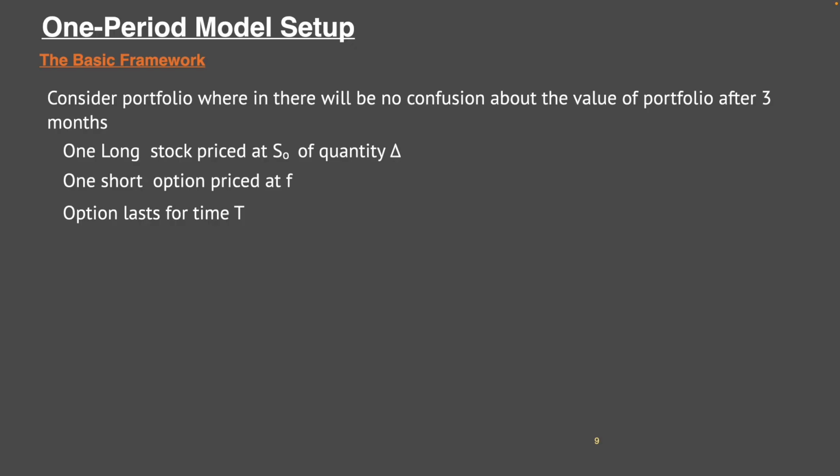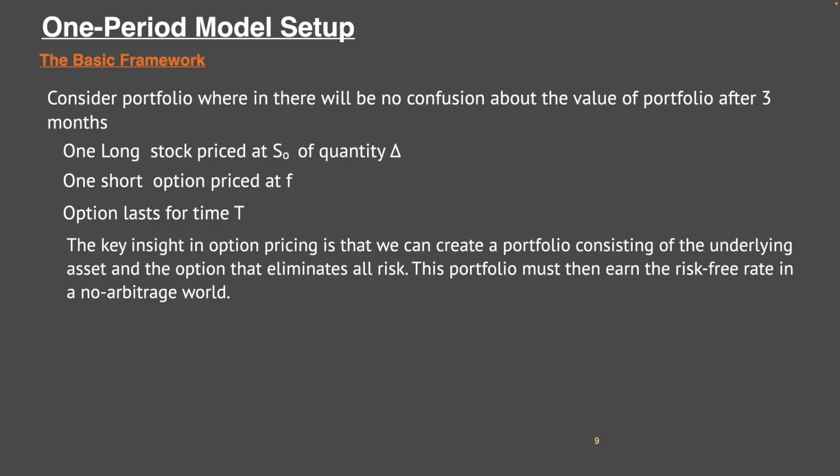So what is the time period of the option? This option lasts for a period of time T, capital T, where T can be 6 months, 3 months, or 1 year. So here we are considering two things. One, we are considering an underlying, and another, we are considering an option which has been shorted.